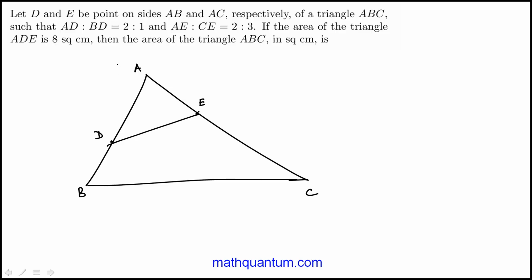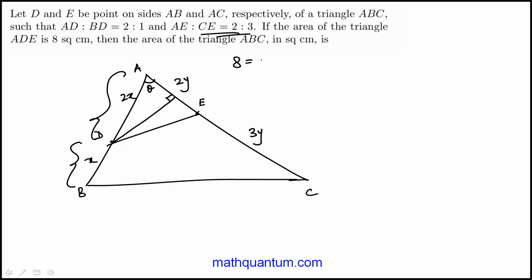So given these ratios AD to BD, we can say that these lengths are 2x and x, and similarly with that ratio, it would be the same multiplier, 2y and 3y. And what we'll do is create an altitude here, call this angle theta, and then write the area, which we know for triangle ADE, in terms of theta and these sides here.